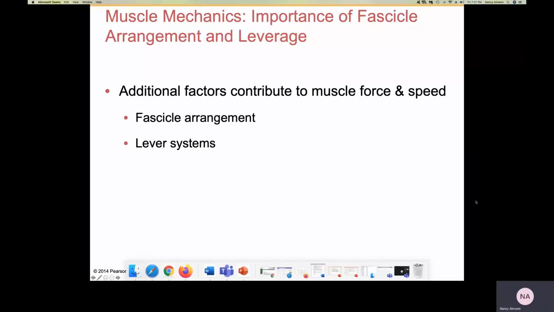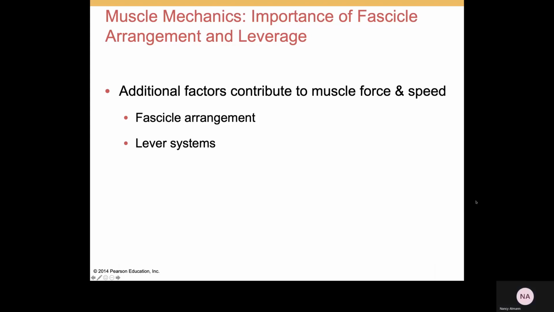We're going to jump into muscle mechanics, and a couple of items that are important when we talk about muscle mechanics are the fascicle arrangement as well as the principles of leverage. There are a couple of factors which are going to contribute to the force of the muscle as well as the speed with which that muscle can react, and those will be the arrangement of the fascicles as well as what type of lever muscles are.